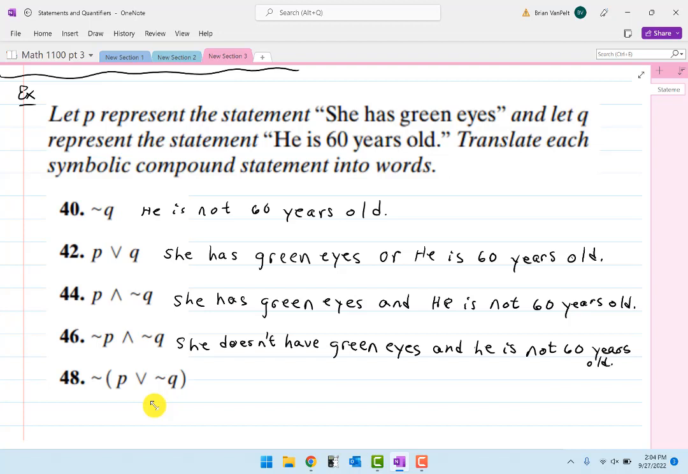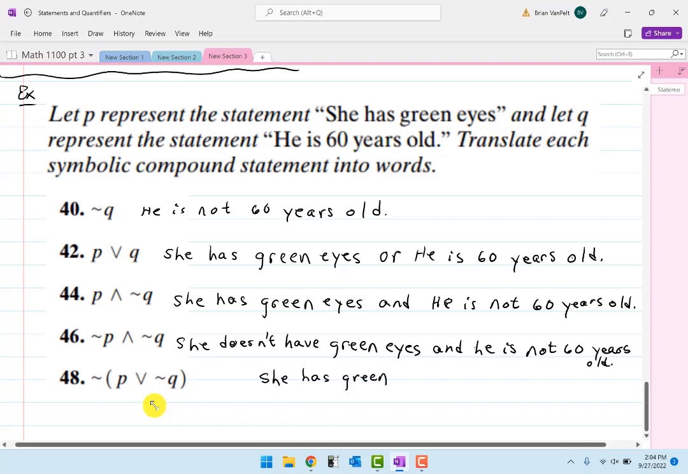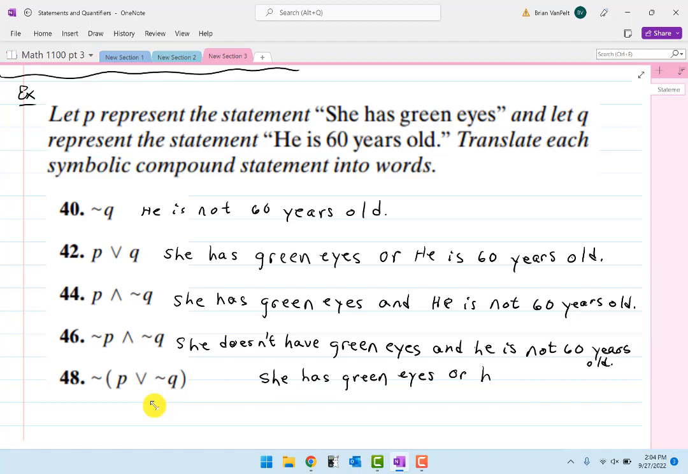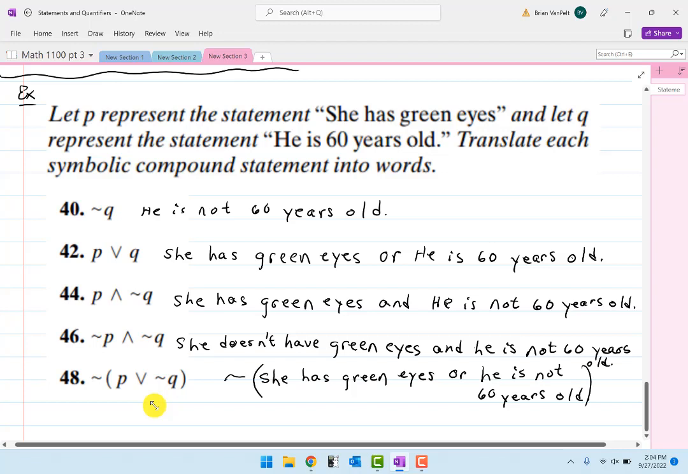And then look at this thing. Now this is weird. You can do this if you want. Let me do the stuff inside of the parentheses first. So here's what I have. She has green eyes, or he is not 60 years old. All right, that was the stuff that was inside of the parentheses. And now I have to do the negation of all this. So I basically have a negation of this whole thing.